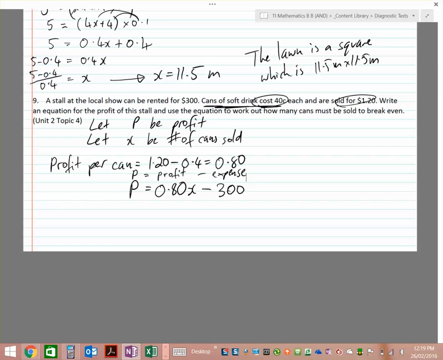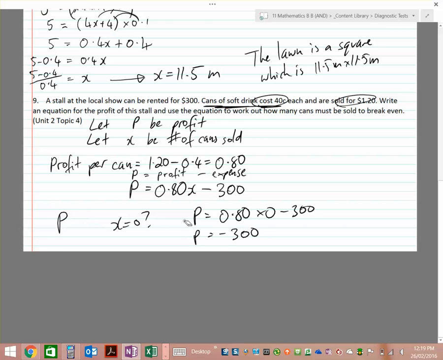Okay, and you can go ahead and solve from here. Just before we solve this, what's the profit when we sell nothing? We can use this as a check. If I put X equals 0 in here, 0.80 times 0 minus 300, I'd get a profit of minus $300. I'm spending $300 to go rent a stall and sell nothing. Not a very good business.